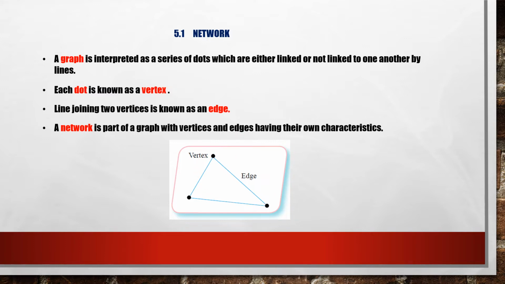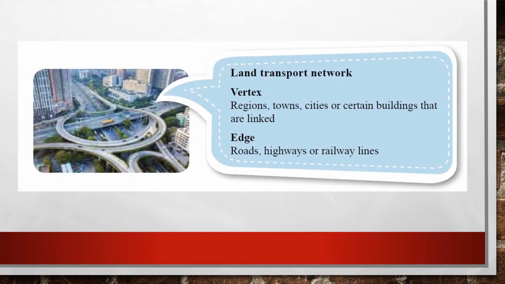Now we look at examples of graphs that involve networks, in a land transport network. What is the vertex here? The vertices are the regions, towns, cities, or certain buildings that are linked. Then the edge, the line, is the roads, highways, or the railway lines.